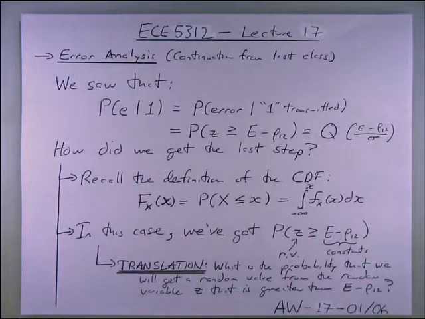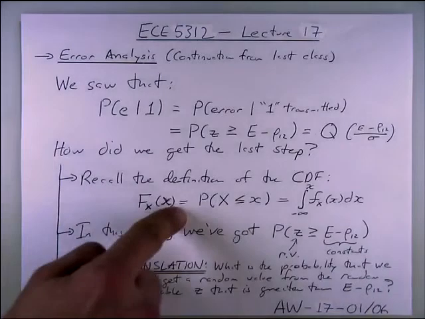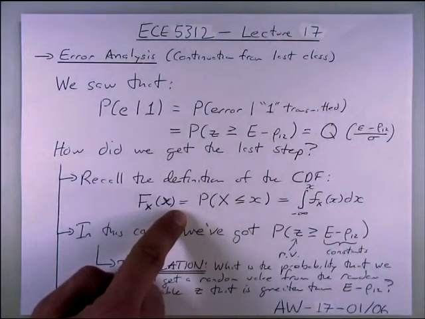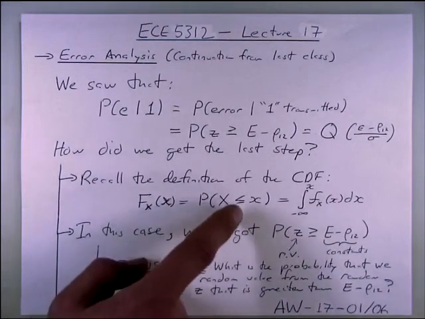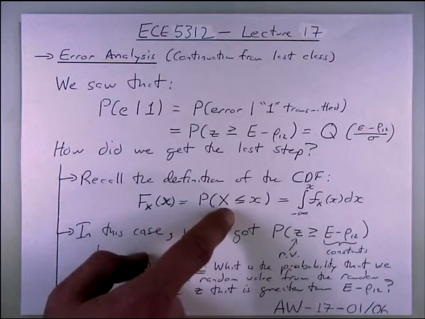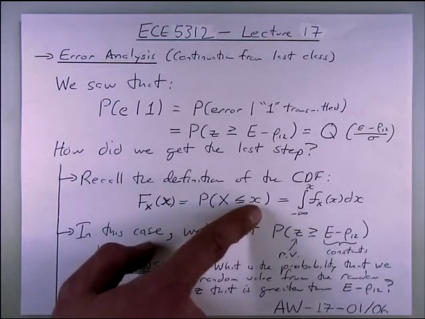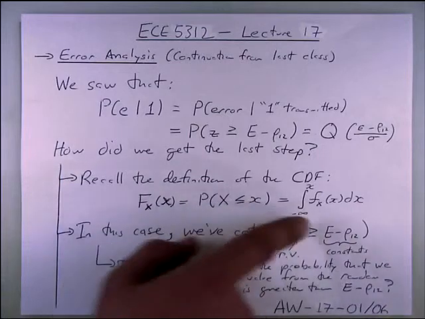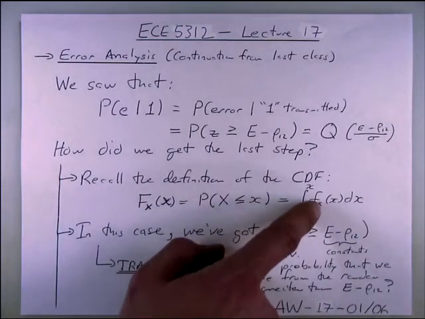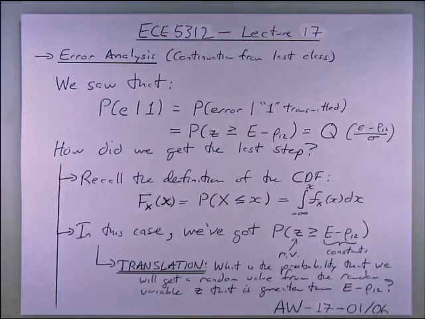So that last step, remember, this is the expression for the CDF, the cumulative distribution function. That is equal to the probability of the random variable X producing a value that's less than or equal to some deterministic little x. And that is the integral from minus infinity to x. So how does a CDF of a Gaussian look like?